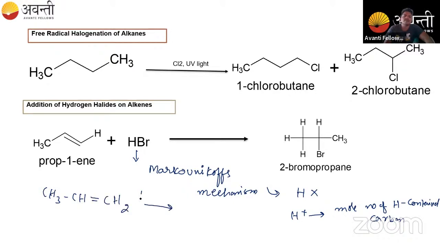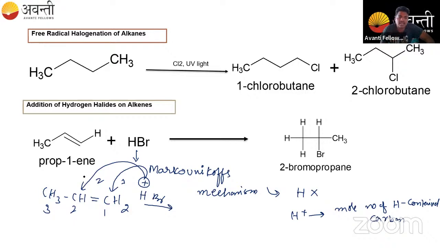Now you have HBr. First you get H plus. I told you H plus will go where there is more hydrogen. Sir, here a double bond is there. H plus can go route 1 and H plus can go route 2. So it can go two ways: it can go on the first carbon or on the second carbon. So how do you decide which carbon it will go to?